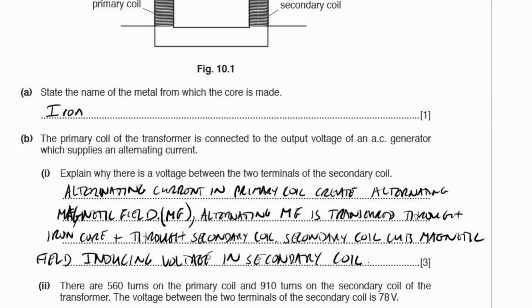So there we go, just to summarise. The alternating current in the primary coil creates an alternating magnetic field. The alternating magnetic field is transferred through the iron core and through the secondary coil. The secondary coil cuts the magnetic field, inducing voltage in the secondary coil. So that's what's occurring there.